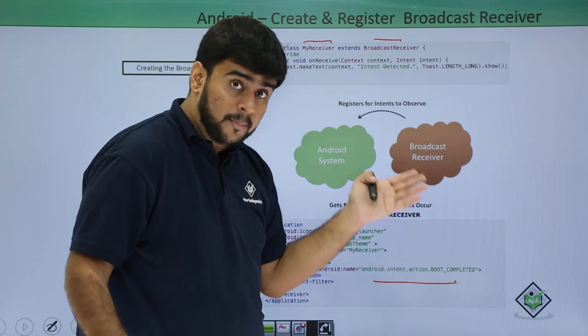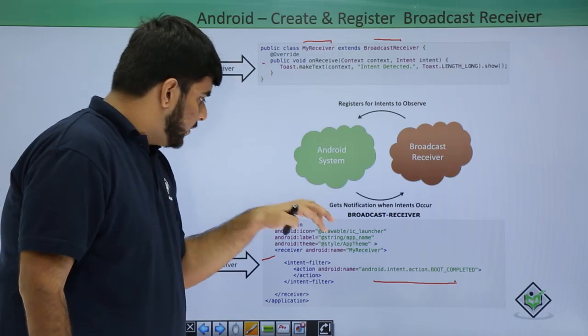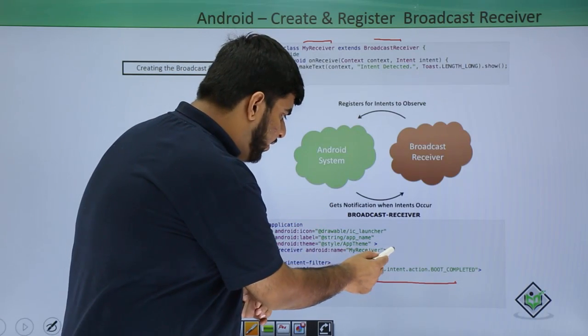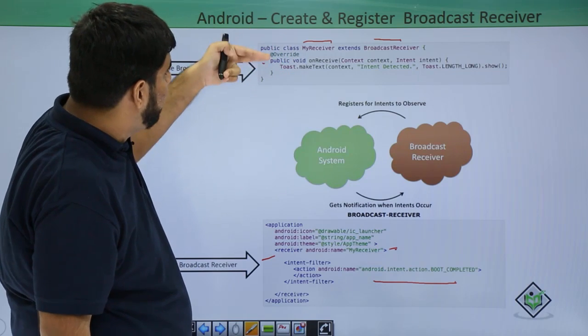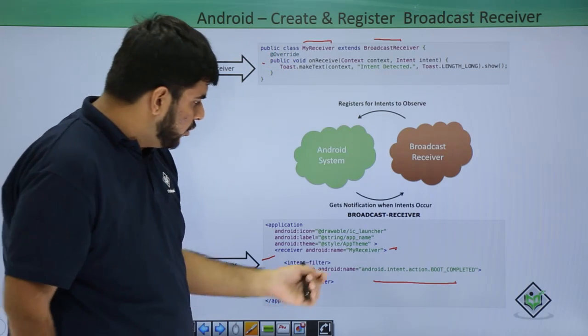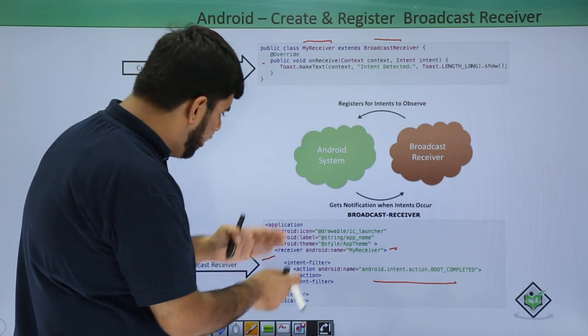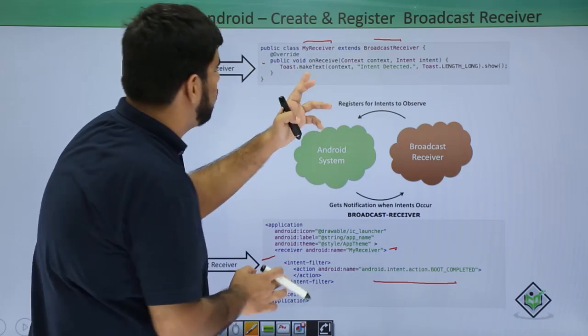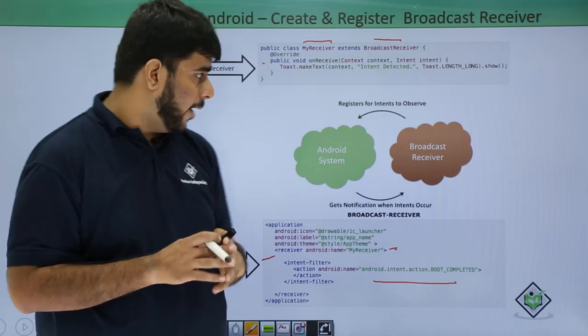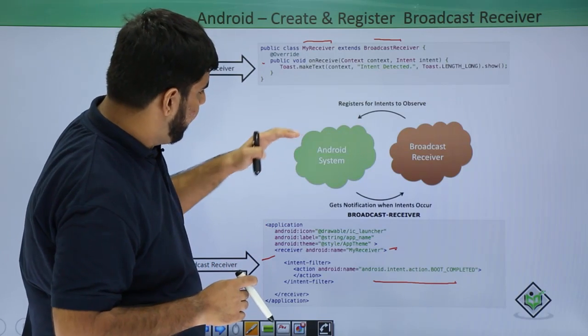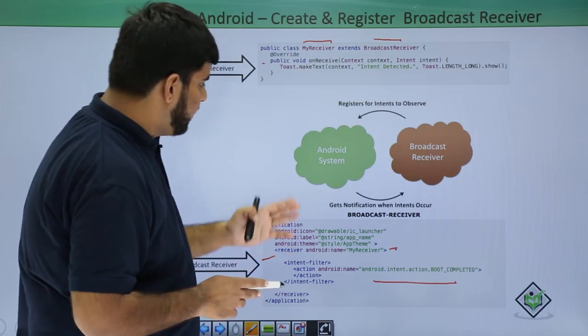The phone has been completely booted. Simply fire up the onReceive method of my receiver class, MyReceiver. So if we go by this definition, we simply get a toast "intent detected" whenever the phone has completely booted up. So how it works, it's an Android system and it's a broadcast receiver.